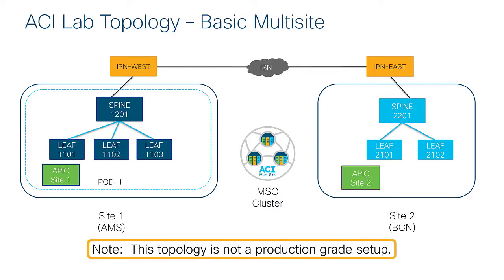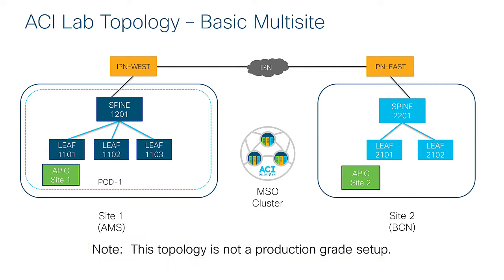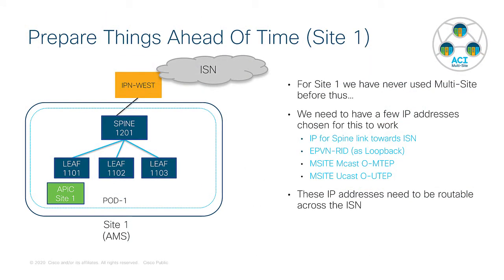I do want to point out that my lab is not an example of a production setup. You can see that at many levels I'm missing redundancy. Usually you would have at least a pair of spines in each side, 3 APICs. You definitely want to have redundancy in any devices that are serving your inter-site network, but this is what I have in my lab and it's suitable for our purposes of this video. Let's prepare things ahead of time. So if we just hone in on site number 1, there's a couple of things that we need to kind of decide before we actually start the configuration, and mostly that's just picking some IP addresses for the purposes that I just described.